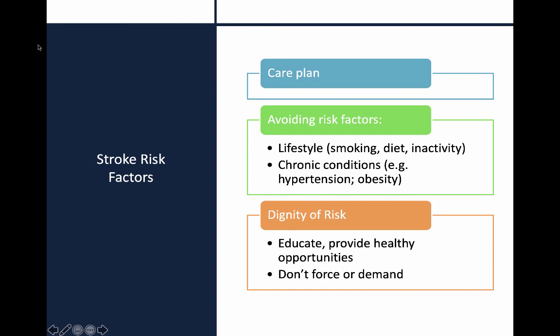Because strokes are often associated with people who are older, and of course, when we're older, we have established a lifestyle that we often think of as working for us, and it becomes sometimes more difficult to change. So while we want to educate people and give them healthy opportunities to avoid risk factors and live a healthier lifestyle, we also want to make sure we don't force or demand of people that they live with those risk factors or that they accept all parts of their care plan. They need to be advocates for themselves, and if we do try to force or demand, typically what we end up with is a person who becomes even more entrenched in the unhealthy habits that caused them to have their stroke in the first place.